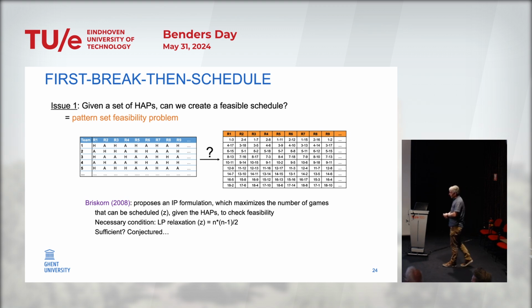Then Dirk Briskorn came, and he proposed an IP formulation to check whether a given pattern set is feasible. And that IP formulation maximizes the number of games that you can schedule given the home-away patterns. And he said, a necessary condition would be that the LP relaxation of that IP gives you the number of games that you need to schedule. It's conjectured by Briskorn that this is actually a sufficient condition, but so far not proven or disproven.